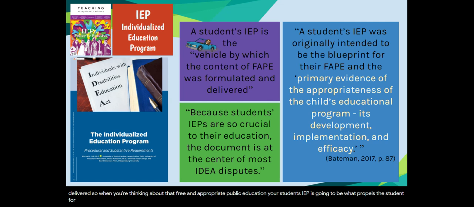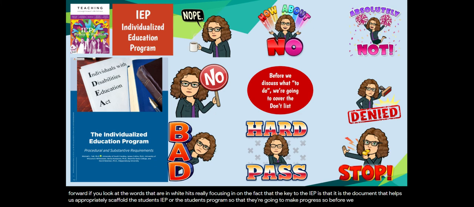If you look at the words that are in white, it's really focusing in on the fact that the key to the IEP is that it is the document that helps us appropriately scaffold the student's program so that they're going to make progress. So before we say what definitely to do, let's talk about things we should just never do.